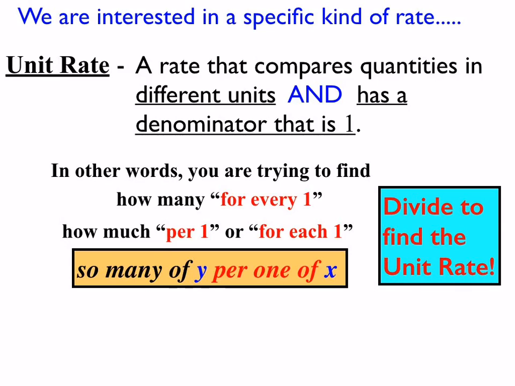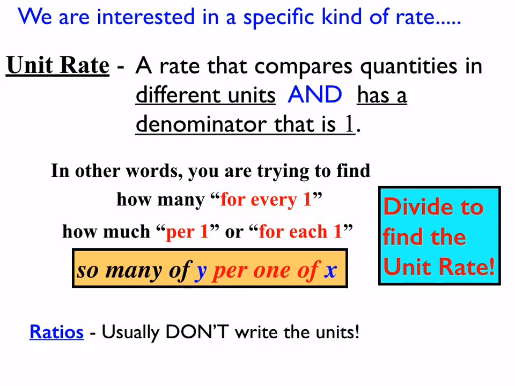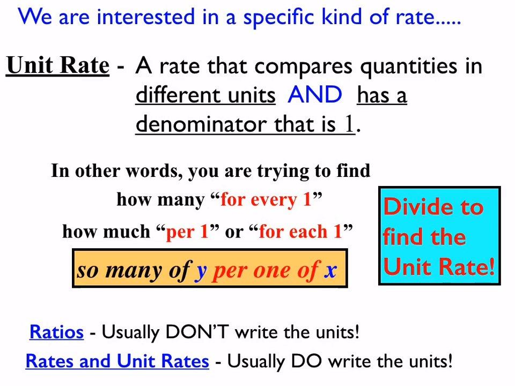Okay, so a quick review of what we talked about so far. Ratios. We usually don't write the units. You know, if you go back to all of 1 through 7, we didn't really write any units. But rates and unit rates, we usually do write the units. Because we're trying to figure out how many dollars per pound, or how many miles per hour, or something like that.